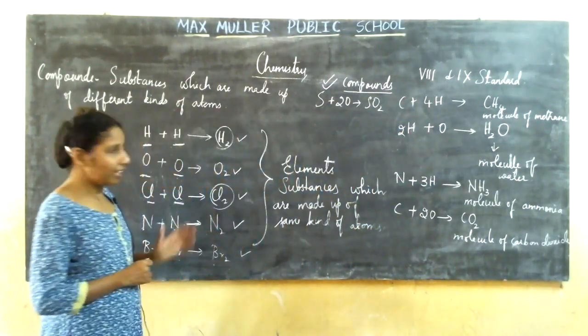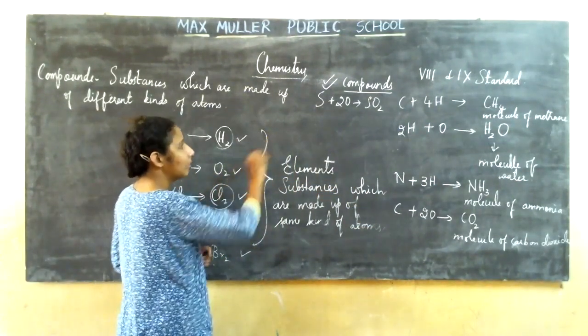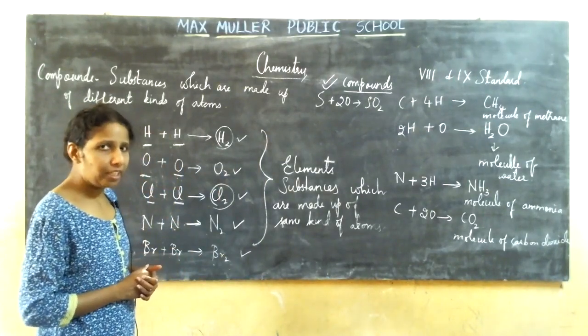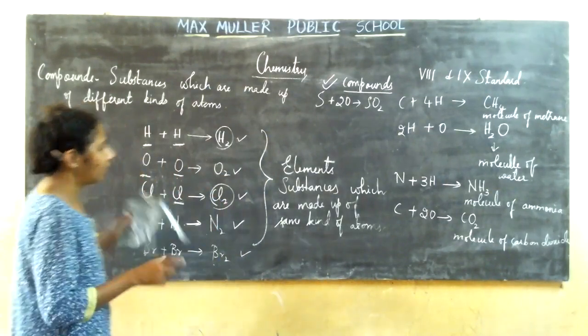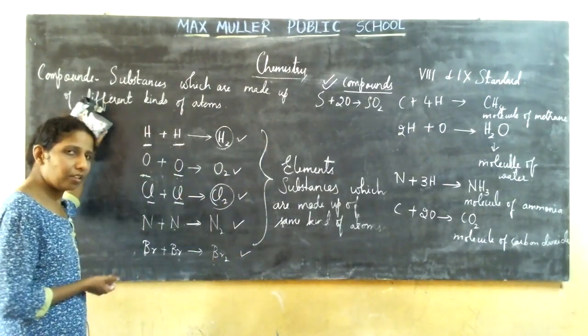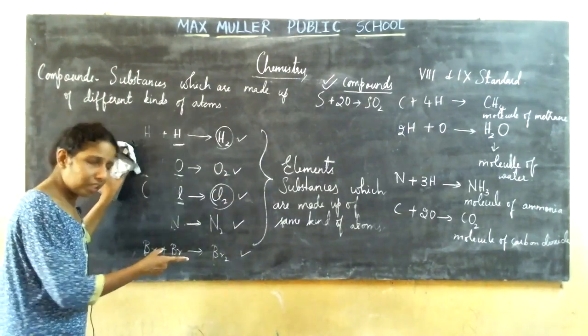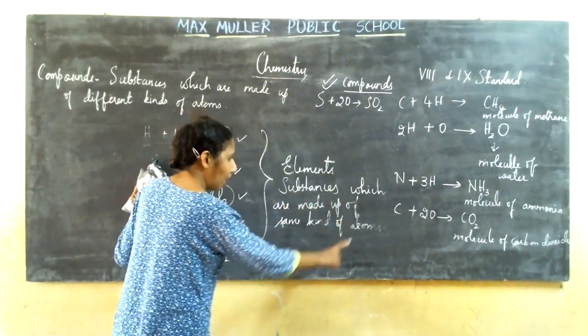I hope you people are understanding and you are coming to know the difference between elements and compounds. I'll write down few examples that you should try to tell whether it's an element or a compound. Please take down the definition. Elements are substances which are made up of same kinds of atoms.